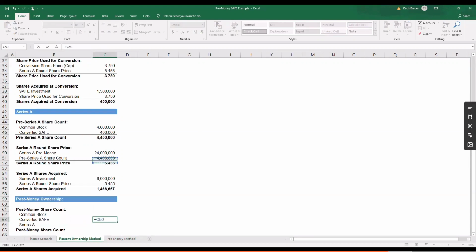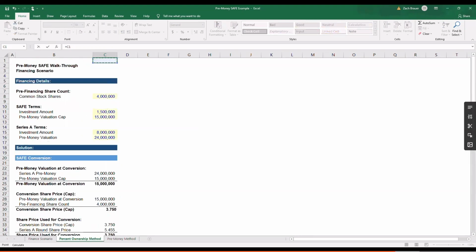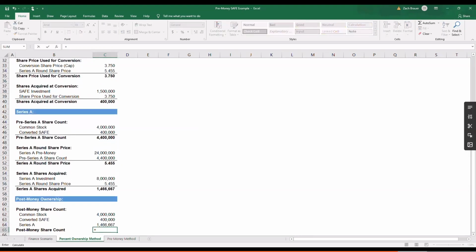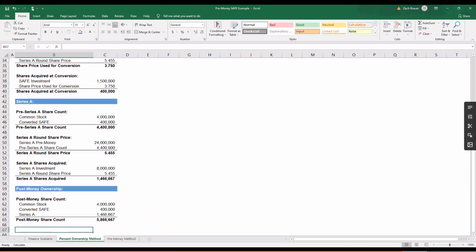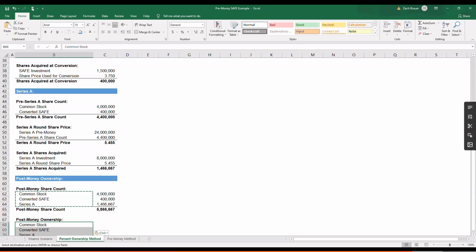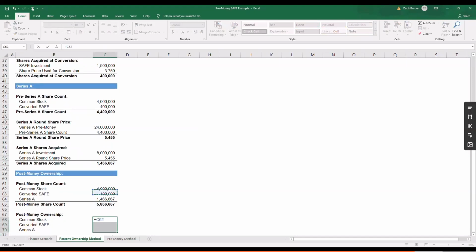So now we're going to link in our converted safe, our Series A, and our common stock. And that will give us the total post-money share count of 5.9 million shares. Now we also have our post-money ownership, which we're going to take with the common, converted safe, and Series A.